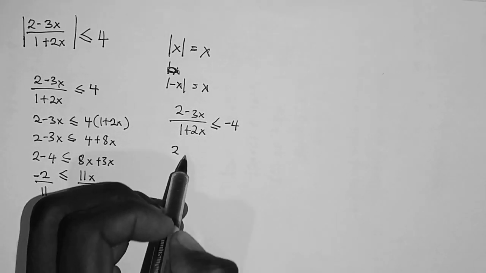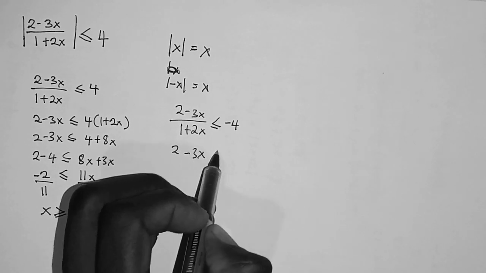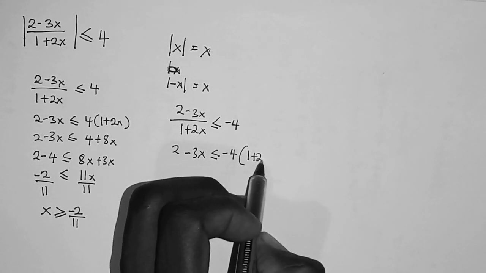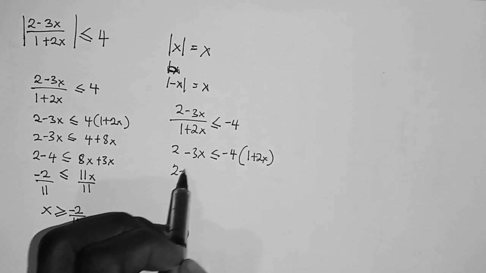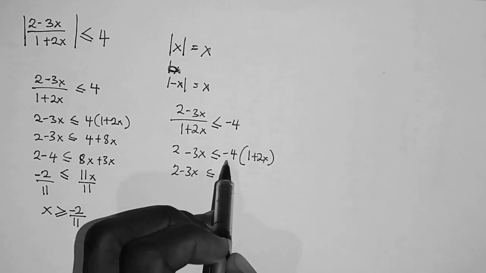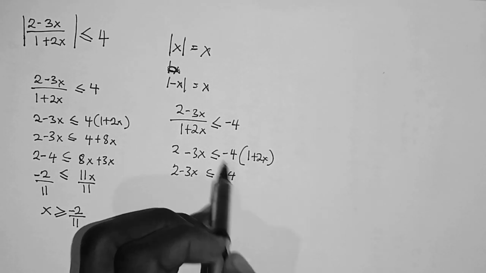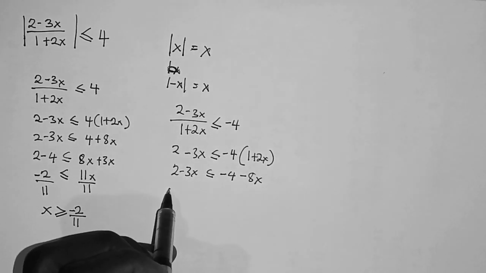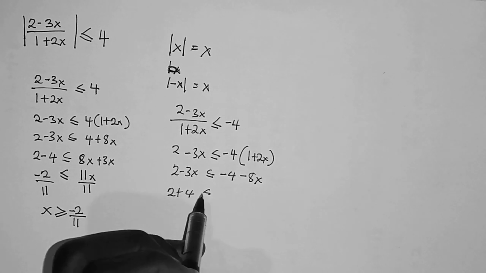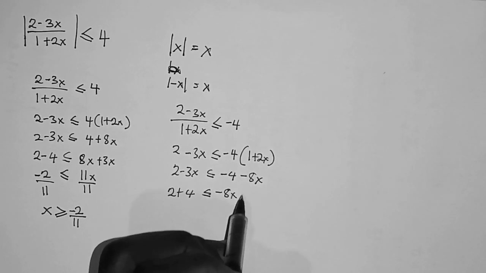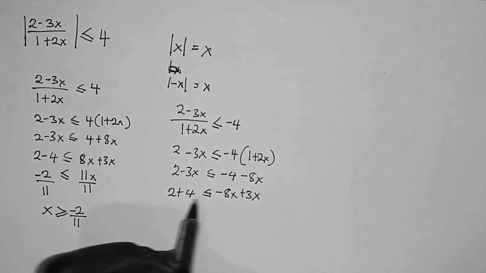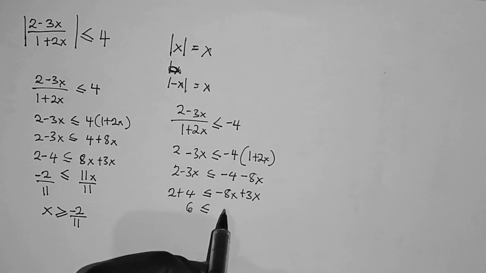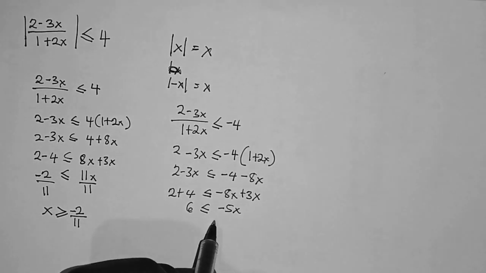So 2 minus 3x is less than or equal to minus 4, then times (1 plus 2x). 2 minus 3x is less than or equal to minus 4 times 1 is minus 4. Minus 4 times 2x becomes minus 8x. Let's group like terms. It becomes 2 plus 4 is less than or equal to minus 8x plus 3x. 2 plus 4 is 6. So 6 is less than or equal to minus 8x plus 3x, which is minus 5x.